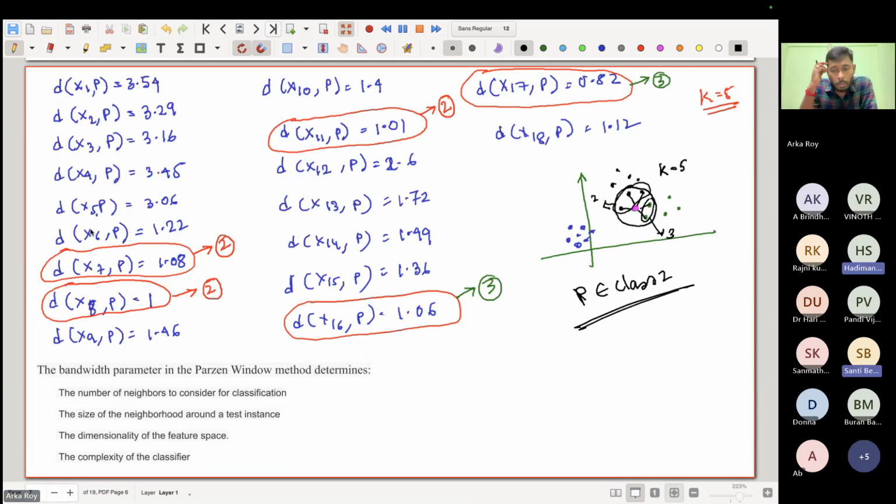Excuse me, sir. Yes. Suppose you take a larger value of k, like 10. Can you please repeat it again? Suppose if you take k equal to 10, then what will be the accuracy?